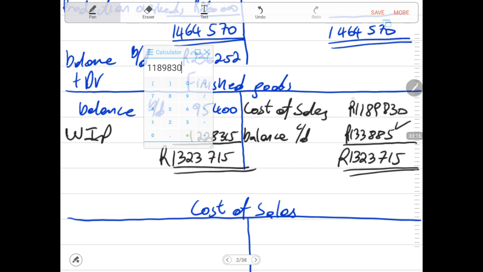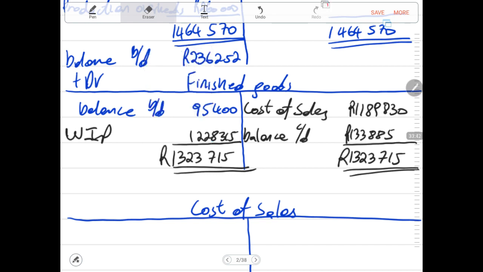1,189,830. Meaning this is the cost of the goods that were sold, meaning the goods that were sold cost us that amount in total. But remember, we can also calculate the cost per unit. I don't want to verify this because I've not tested it before, because I might find that the examiner made an error.